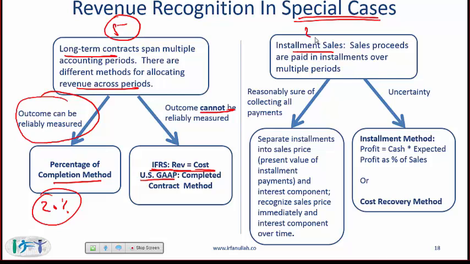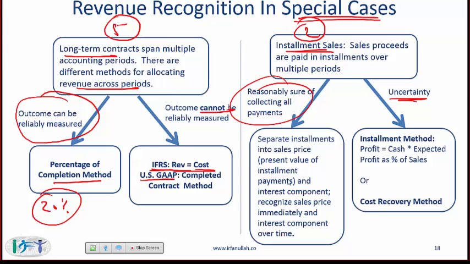Then the next scenario is installment sales. Here you sell your product or sell your service. Generally with installments it would be a product that you are selling, and then you receive payments over a long period of time. Two possibilities: one is that you are reasonably sure of collecting all payments, and the other is where you are uncertain about collecting payments. If you are reasonably sure, then simplistically this is like a sale. You can recognize the revenue and book a lease or installment receivable.